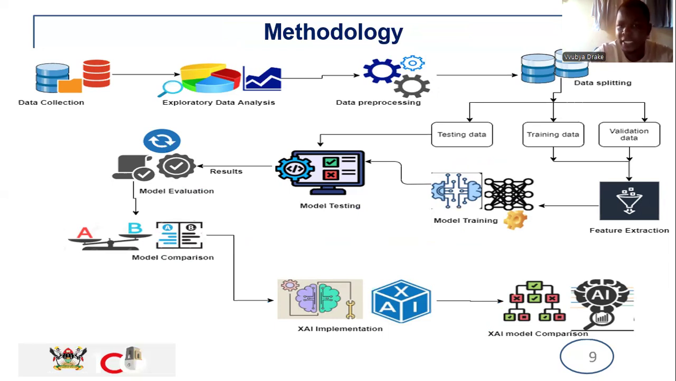We split the dataset into training, testing, and validation datasets, and used the dataset for feature extraction, model training, model testing, and then model evaluation using different evaluation metrics like F1 score, precision, and recall. Then we did model comparison of the different transfer learning models that we've used, then applied explainable implementation to solve the black box nature of these models, then compared the different explainable artificial intelligence techniques on different models.